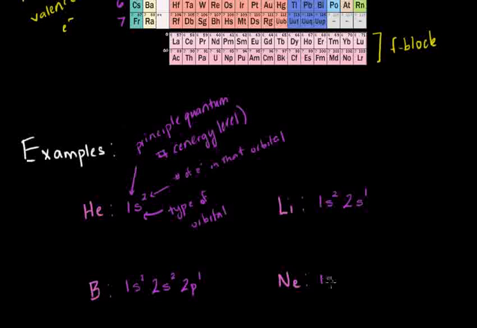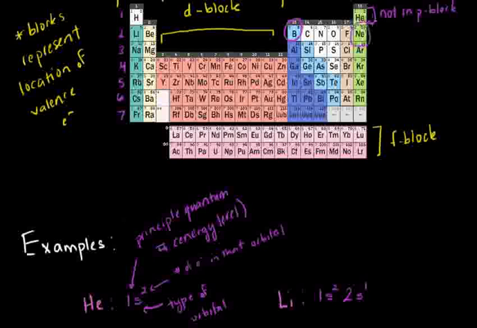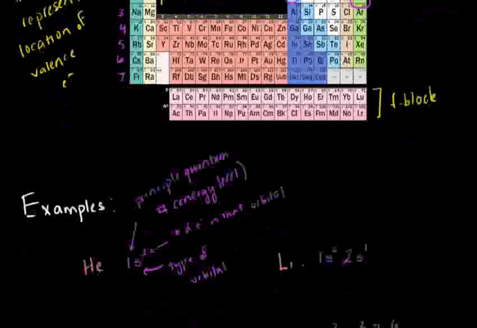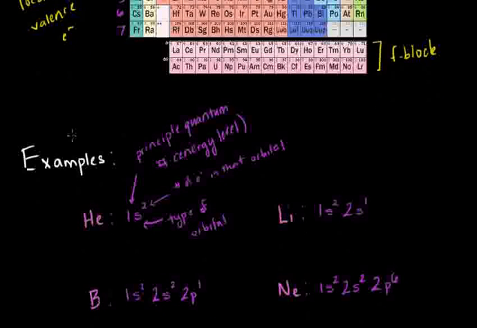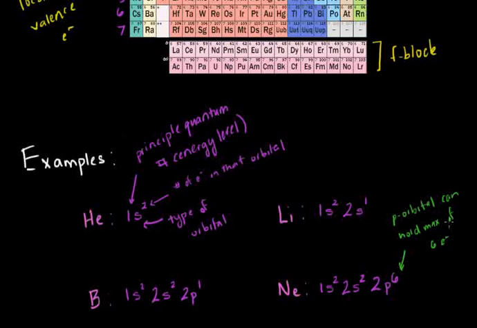Neon has an electron configuration of 1s2, 2s2, 2p6. So neon is all the way on the right-hand side of the periodic table over here. So it's actually got a completely filled p orbital. And so we can surmise from this electron configuration that the p orbital can hold a maximum of 6 electrons, as opposed to the s orbital, which can hold 2.